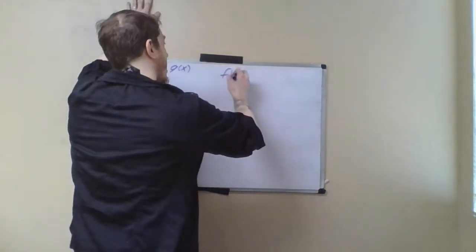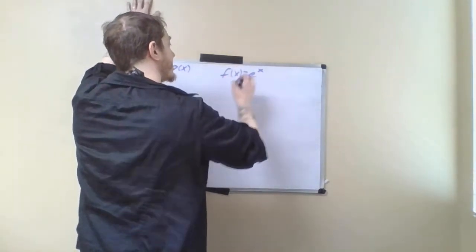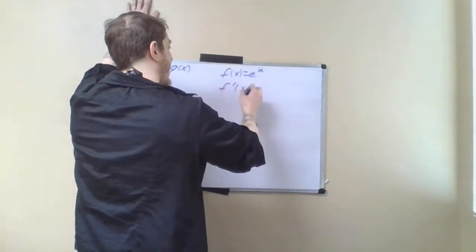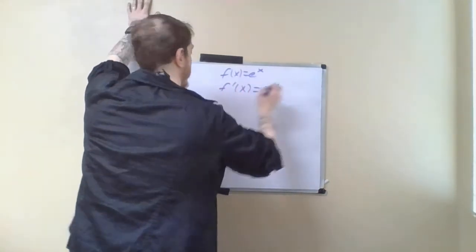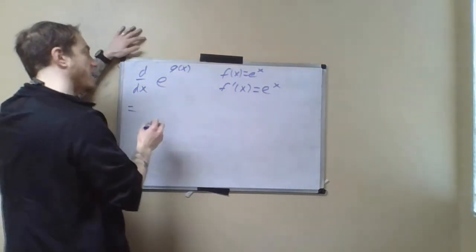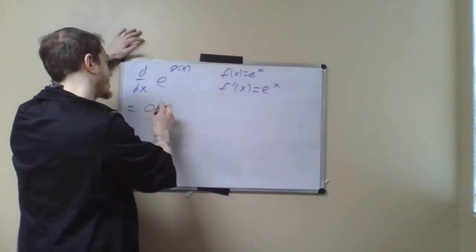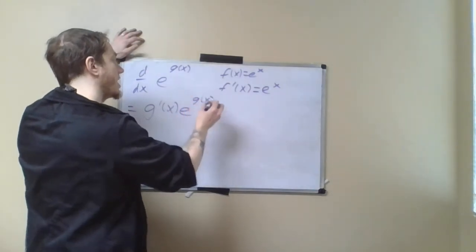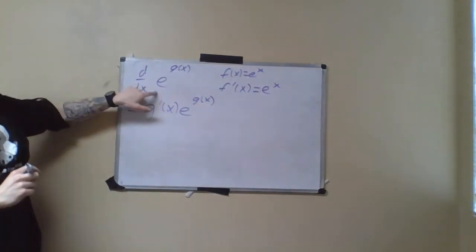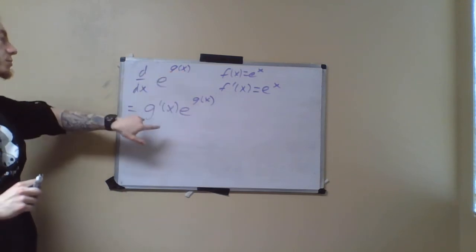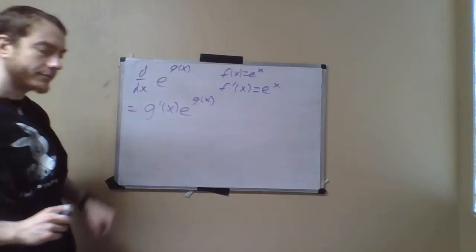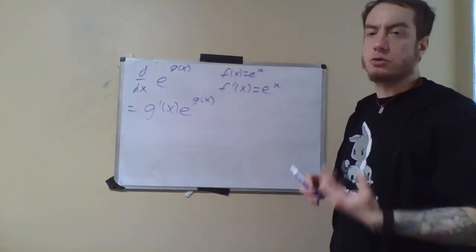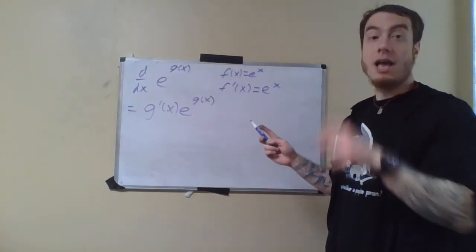In this case, my f of x is equal to e to the x, and my g of x is just g of x. F prime of x is also e to the x in this case. So what does this come out to be? Well, it's going to come out to be g prime of x times e to the g of x. In other words, to take this derivative, I just take the derivative of the exponent and multiply by it. You don't have to memorize this separately. This is just what you get when you use the chain rule.